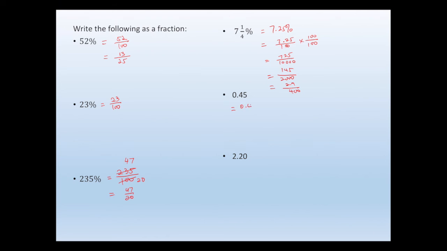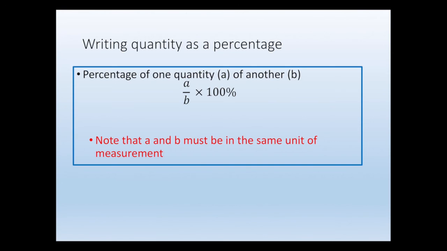All right, 0.45 equals 0.45 times 100%, which is 45%, which is 45 over 100. Again, simplify it, it's 9 over 20. And 2.20 is 2.20 times 100%. That will give me 220 divided by 100. That will give me 11 over 5.